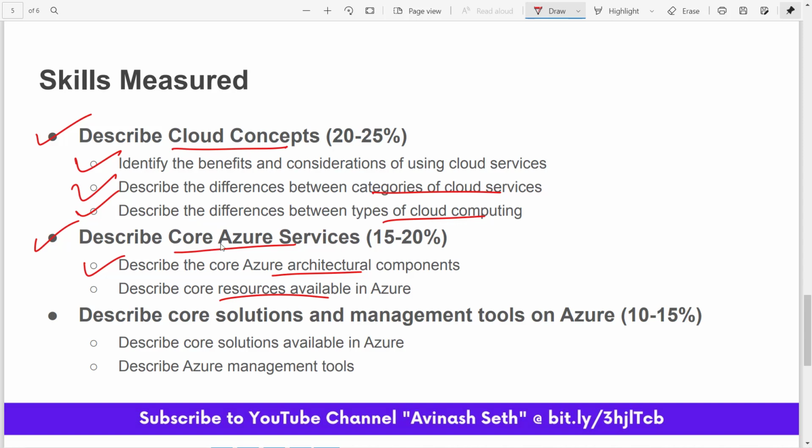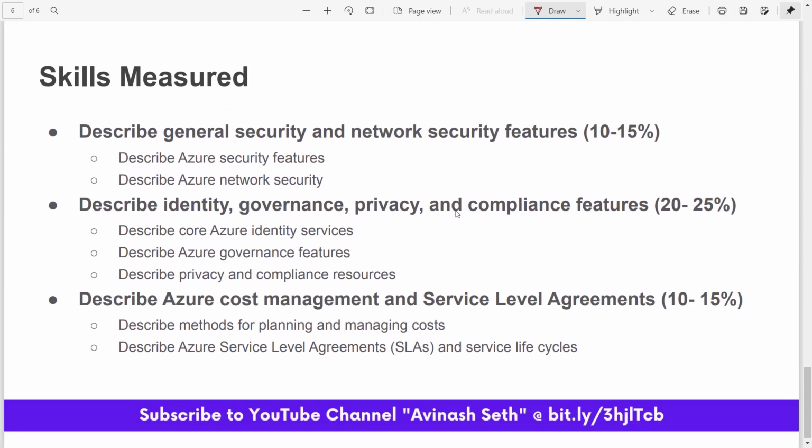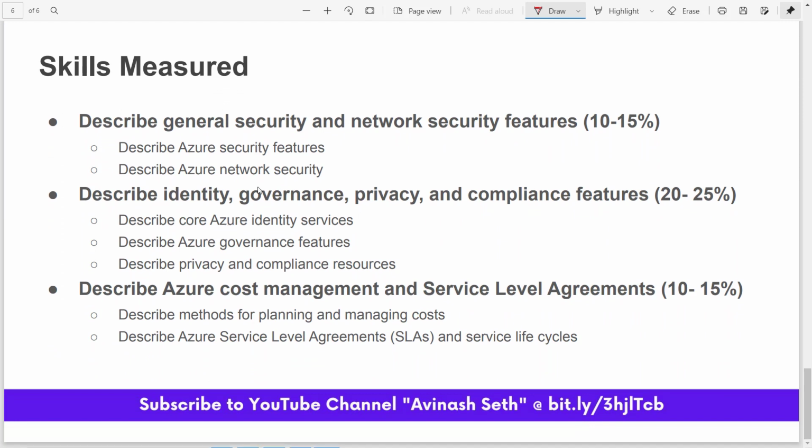In the third part, describe core solutions and management tools on Azure. So like core solutions available in Microsoft Azure and Azure management tools. Now bear in mind, I just want to mention one thing. This is all theoretical, this is all conceptual. Everything which we are discussing here, nothing is practical as of now, because this examination, as per my experience, is all about fundamentals. It is all about the knowledge and the concepts, understanding of cloud computing and Microsoft Azure, not how Microsoft Azure works. I should not say how Microsoft Azure works, but yes, how you can get things done in Microsoft Azure, because that is something very different.